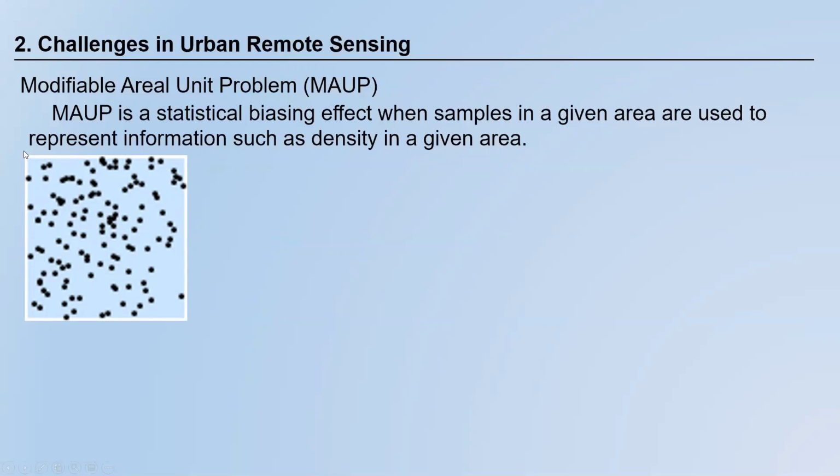For example, here we have a square. Within this square, we have black dots. Looking at this specific space, I'm asking you, what is the spatial distribution of these black dots? Are they clustering together? Are they spreading out? Or in other words, are they randomly distributed within this space? Or is there something in the background that controls the spatial distribution of these dots?